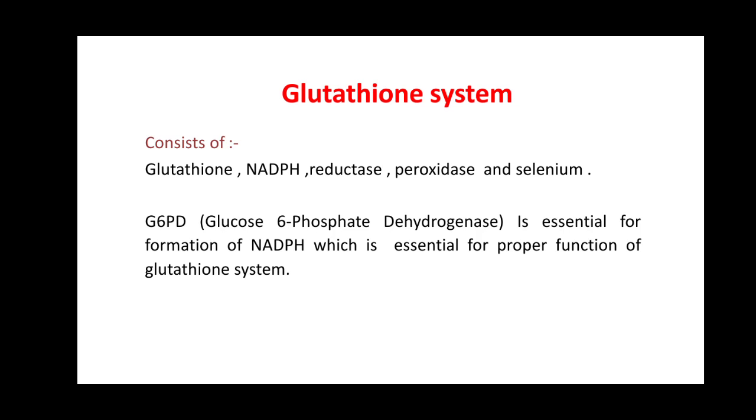Further, the glutathione system includes glutathione, NADPH, glutathione reductase, peroxidase, and selenium. Here, G6PD, glucose 6 phosphate dehydrogenase, is essential for the formation of NADPH, which is needed for the proper function of the glutathione system.